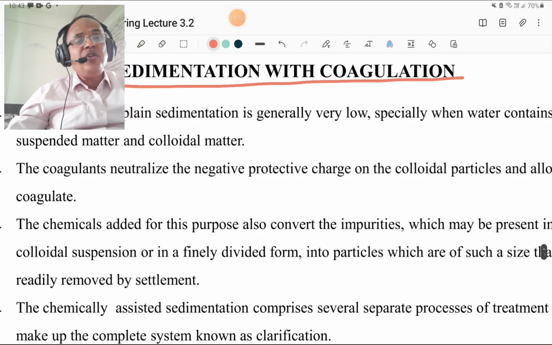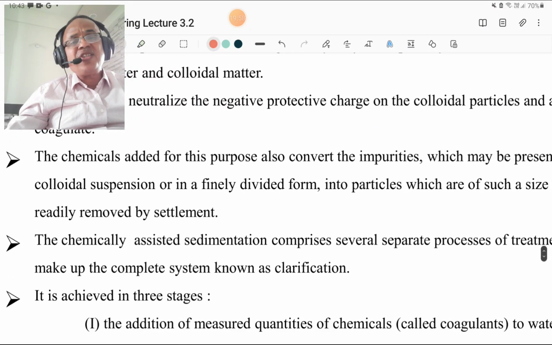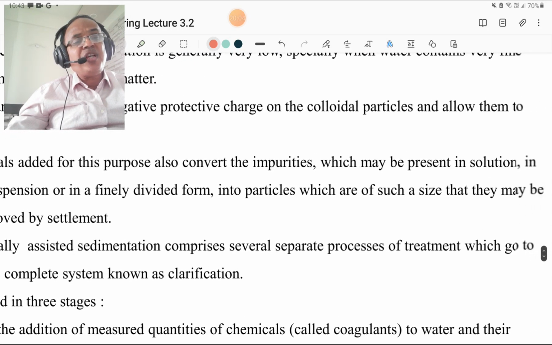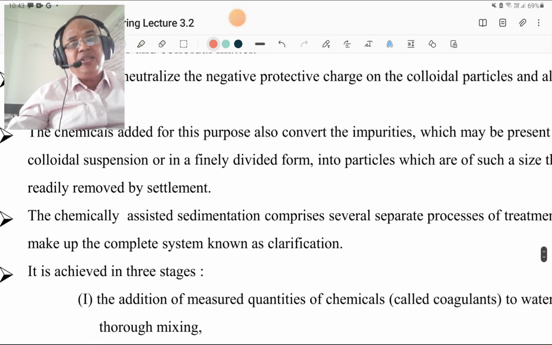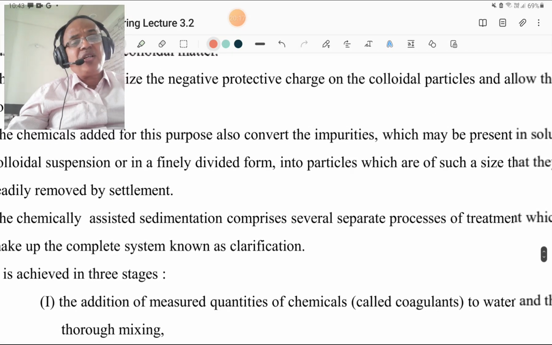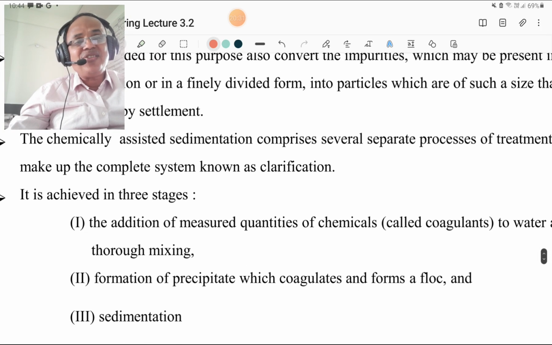The chemical added for this purpose also converts the impurities which may be present in the solution, in colloidal suspension or in a finely divided form, into particles of such size that they may be readily removed by settlement. The chemically assisted sedimentation comprises several separate treatment processes that make up the complete system known as clarification. So sedimentation with coagulation must be added with clarification, and it is achieved in 3 stages.